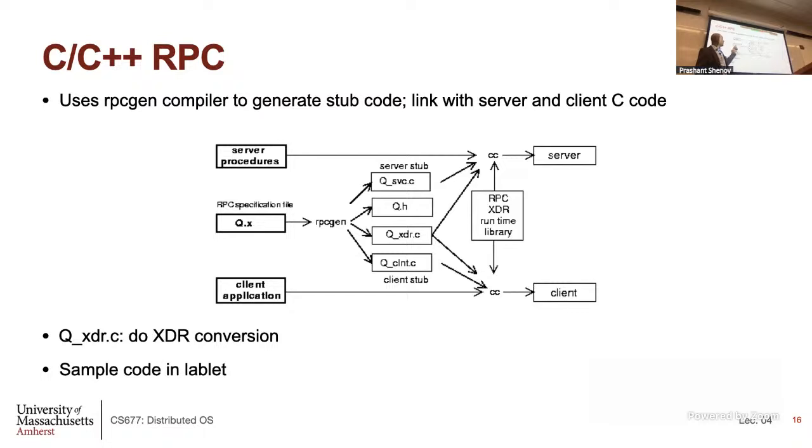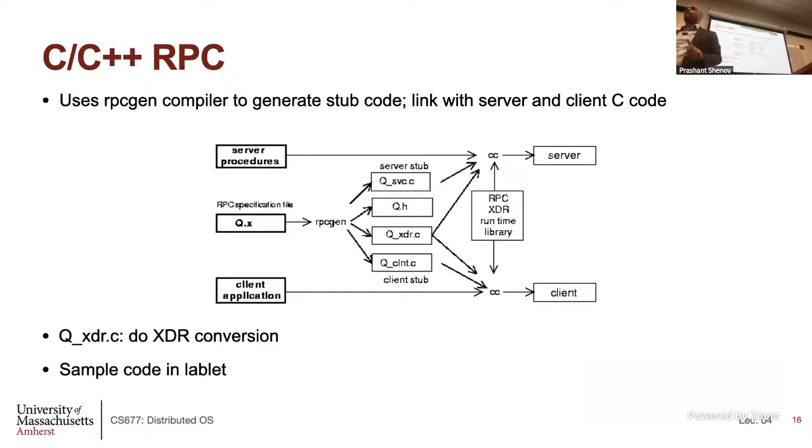Then this .x file is first sent to a tool called rpcgen. That's your RPC compiler. That rpcgen will automatically generate your stub code. That's the code generated for you automatically by the compiler, so you don't have to write it. That's the code that's going to do all of the networking. You'll see there's an XDR thing. That's the one that's going to do all the conversion. So there's a server stub, there's a client stub, there's a header file, there's XDR code.